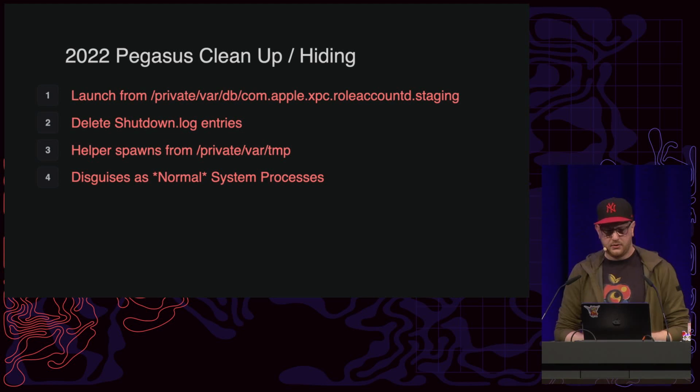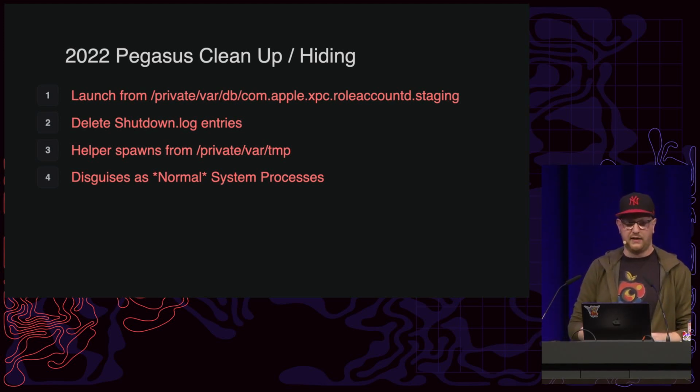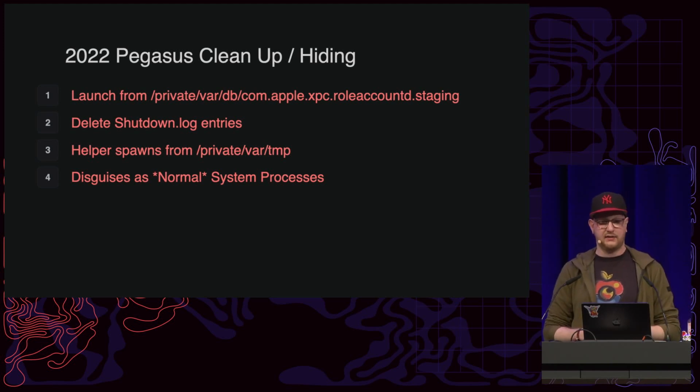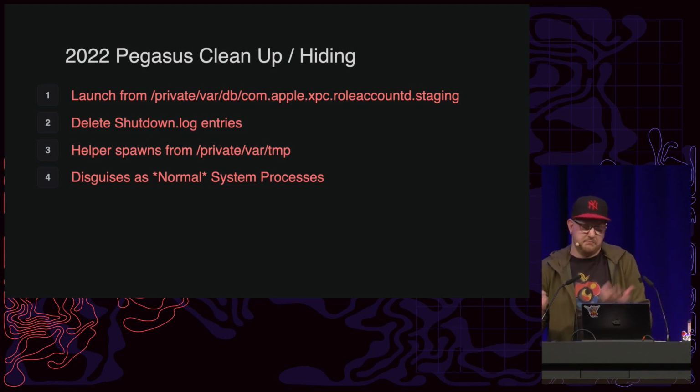They had a helper which spawns from private/var/tmp, a directory, and they were disguising themselves as normal system processes. So now it would look like Pegasus is useretventagent, WebKit, mediaserverd, some of the processes that you would normally expect on an iOS device. So if you looked in the backup and saw that some of those processes had network connections, you would say, yeah, it's normal that WebKit is making network connections. It's what it should do.